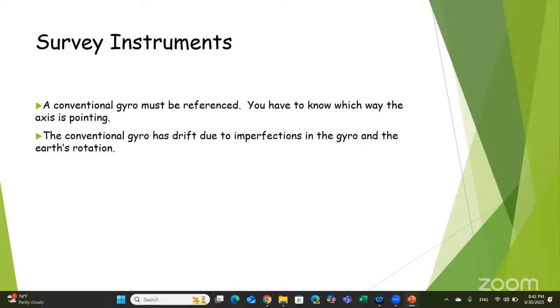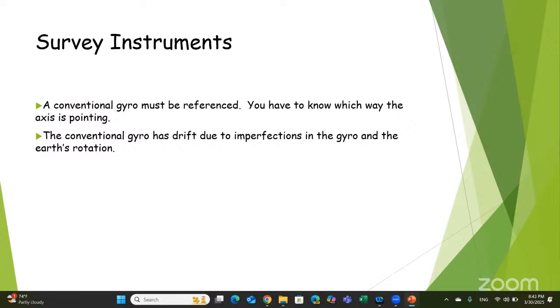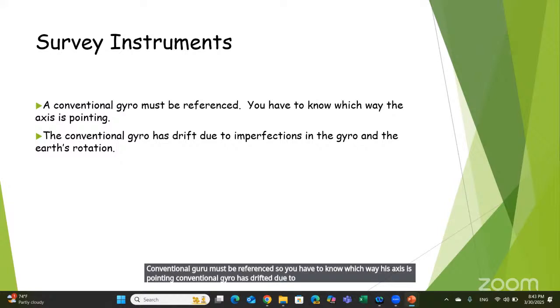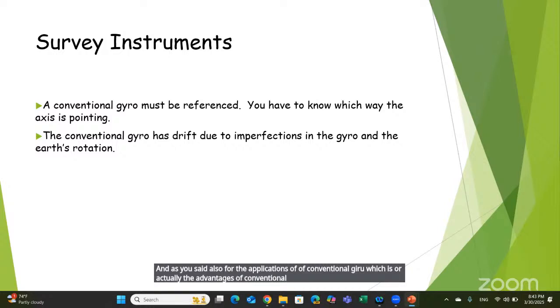Conventional gyro must be referenced, so you have to know which way the axis is pointing. Conventional gyro has drift due to imperfections in the gyro and the Earth's rotation. And as we said, the advantages of conventional gyro are high accuracy in static condition and no need for an external reference point.